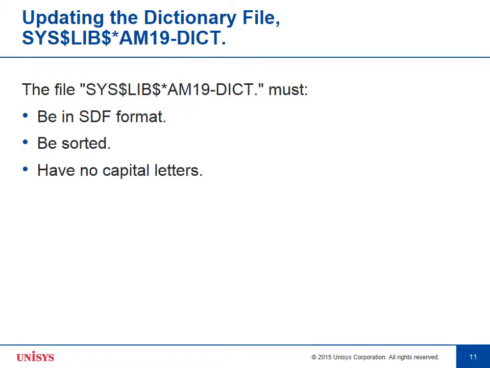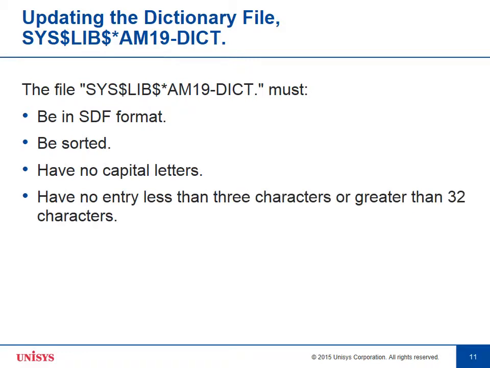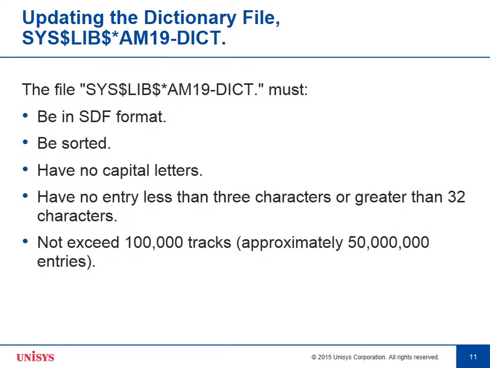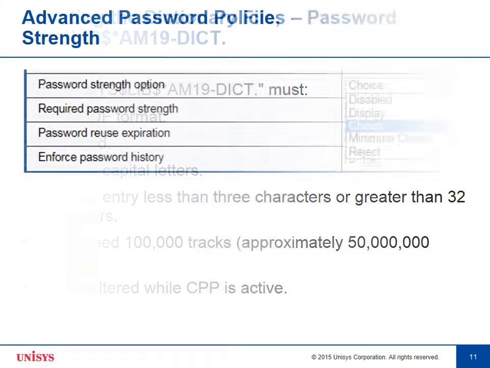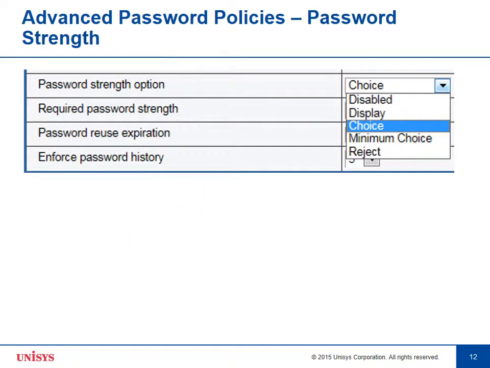It must have no capital letters and no entry less than 3 characters or greater than 32 characters. It must not exceed 100,000 tracks, which gives you about 50 million entries, and it must not be altered while CPP is active. Configured Password Profiles calculates a password strength based on the password length and several other factors.